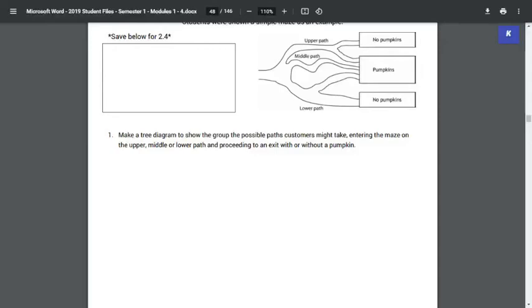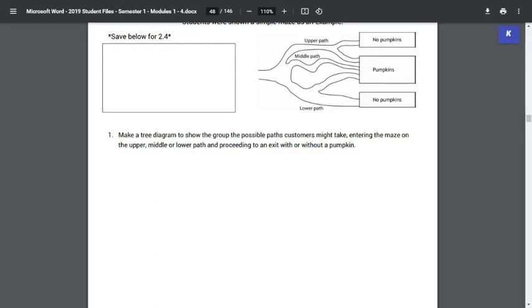Okay, in this lesson we're going to look at making tree diagrams. The situation in this problem is that a group of students are having a corn maze, and depending on what path you take, it's going to lead to either pumpkins or no pumpkins. So the first thing we're going to do is create a tree diagram that breaks down all of the options, and then from there we can find the probability of whether you walk out with a pumpkin or not.